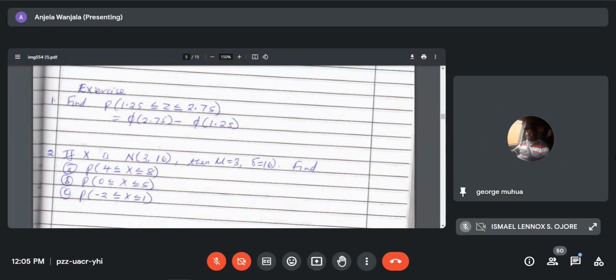So for the first one, you have been given the range of Z. So we are going to read from the table 2.75 minus 1.25, because here this is Z. But when you look at number 2, you have the X. So here, when you have the X, you're going to standardize. But for question 1, we already have the values of Z. So let us go to the tables and read 2.75. We will also read 1.25.